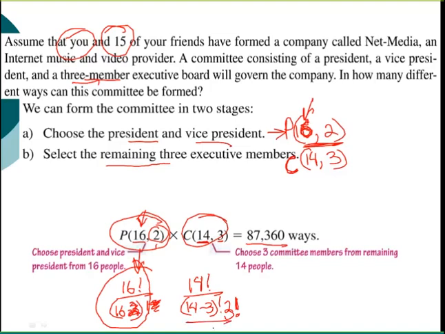So on my calculator, if I just do 16 nPr 2, I get 240. And then 14 nCr 3 gives me 364. And if I multiply that by the 240, I get 87,360, as it was sitting there for me.